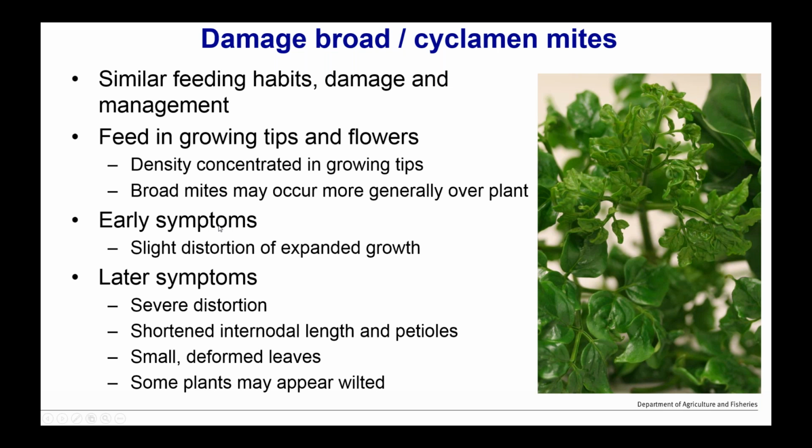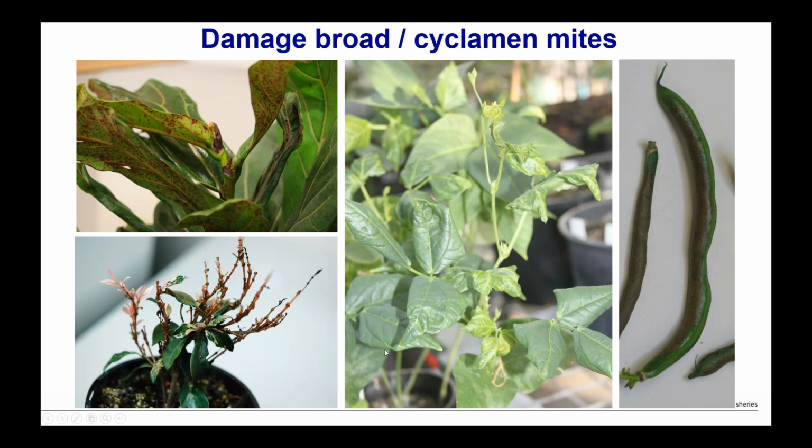So the early symptoms would just be a slight distortion, and the later symptoms would be more severe distortion, shortening of the internodal length, petioles, more severe deformed leaves, and sometimes the plants might just appear wilted. Sometimes you will get unusual symptoms with the production of anthocyanins in the leaf, such as a red pigmentation associated with stress. There's a more typical infestation here where you just get deformation and dechlorosis of the leaves. More severe, then you'll have leaves falling off, not many leaves in the growing tip, and sometimes you'll just get that russeting effect on certain crops.